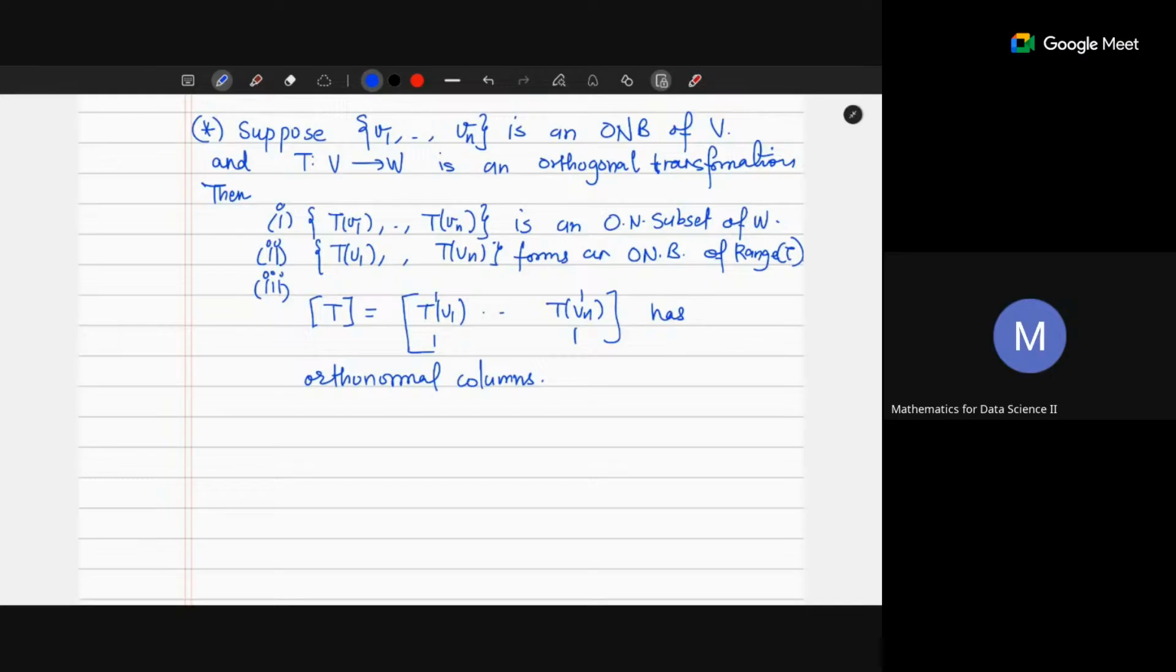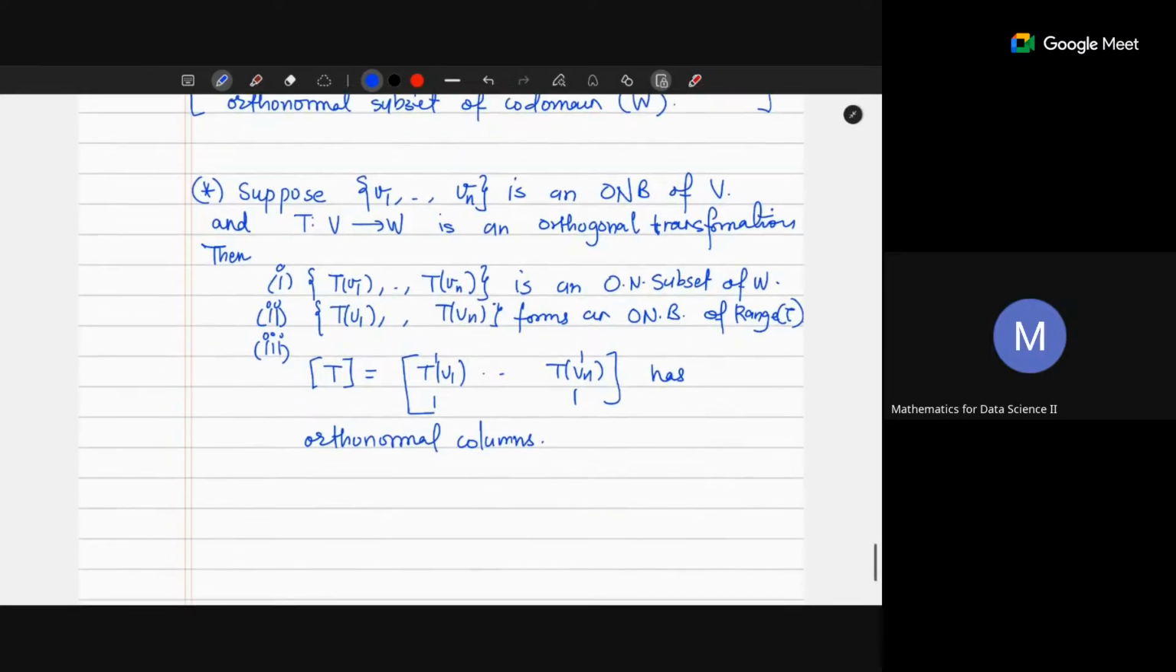What's the confusion? Can you, if you can. So you have started with an orthogonal basis, right? Their images are going to be an orthonormal subset of W, right? And if I restrict my map, if I only look at the image of T, that means the range, then that orthonormal subset will also become the spanning set.